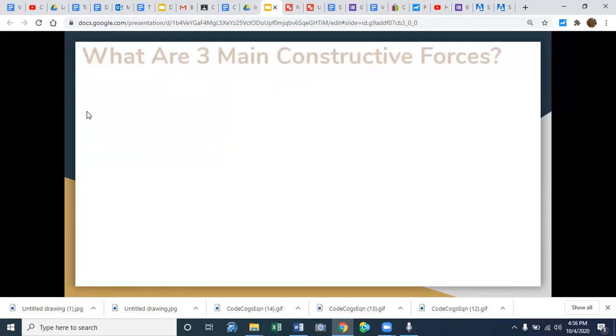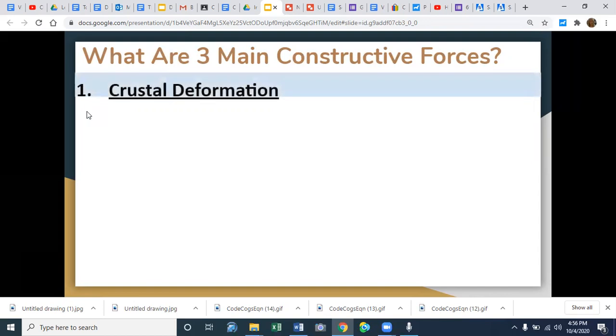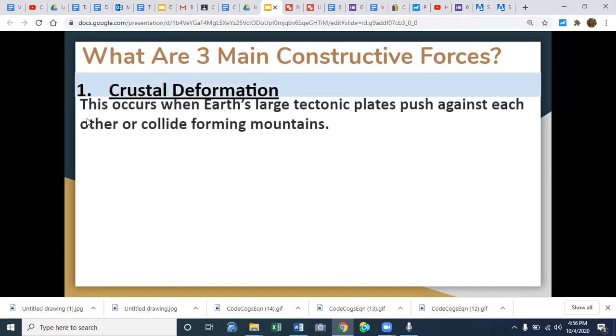So there are 3 types of constructive forces. The first is crustal deformation. This occurs when Earth's large tectonic plates, and we're going to be talking about those in a future unit, push against each other or collide and they form mountains.